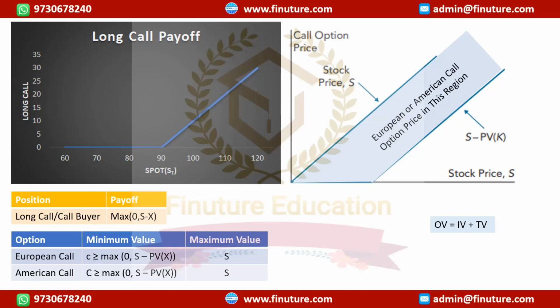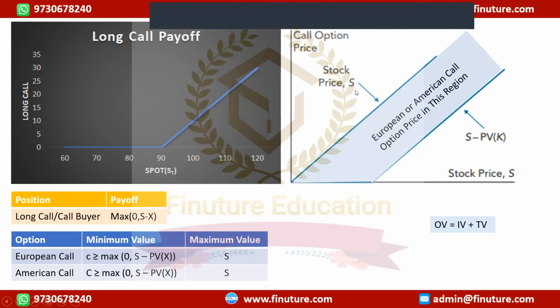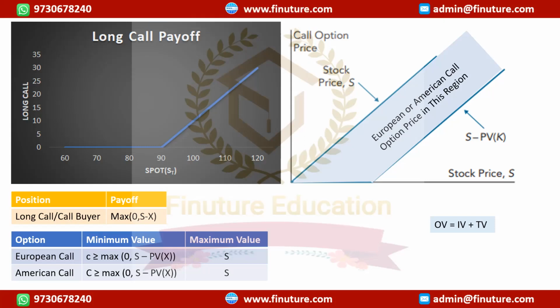That's for the call. So the maximum value is the stock, because no one would pay you more than the stock price for an option; in that case one would just go for the stock. And the minimum value is spot minus present value of the strike. So this is about a call option. A call option is relatively easier because it behaves the same for European and American calls.